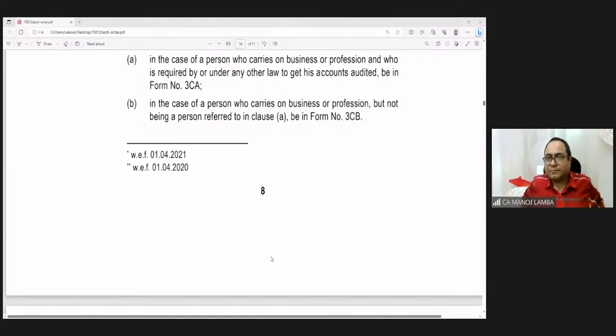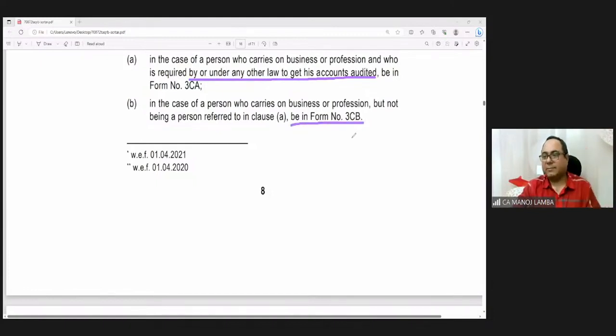The law says, the rule says, in case of a person who carries on business or profession and who is required by or under any other law to get his accounts audited, very important my dear friends, the report will be in form number 3CA. But in case of a person who carries on business or profession, but not being a person referred to in clause (a), then it is form number 3CB.